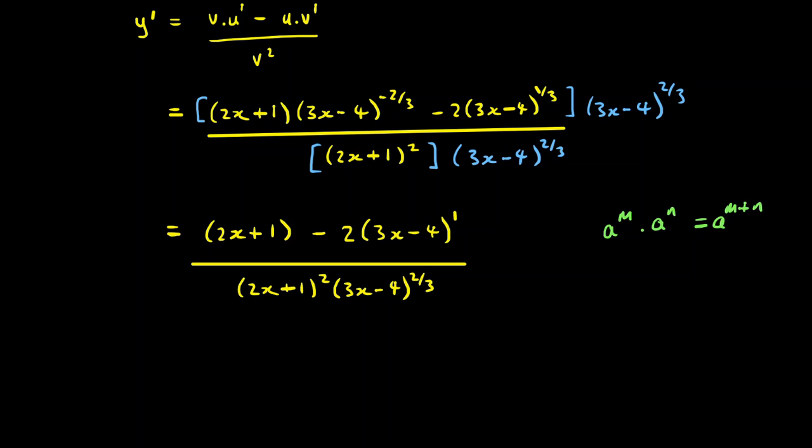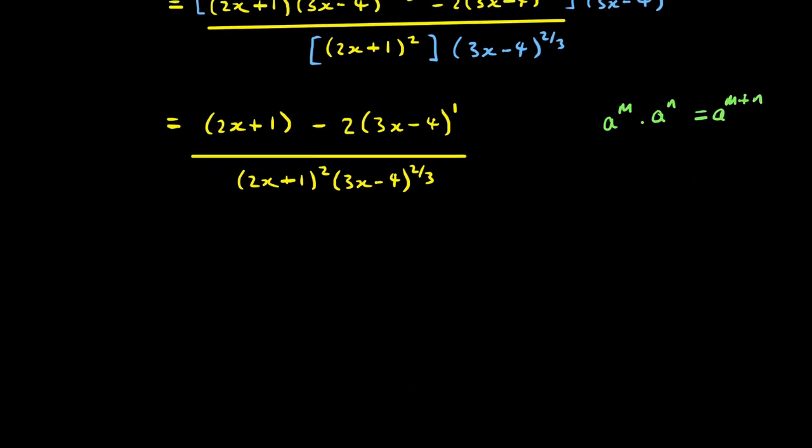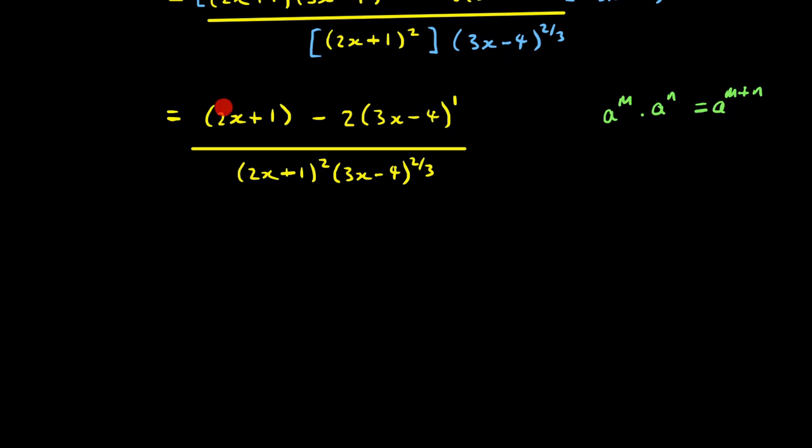Then all that's left for us to do is simplify our numerator. So here we've got 2x. This is going to be minus 6x, so 2x minus 6x is minus 4x. And here we've got 1, and we've got minus 2 times minus 4, which is positive 8. So 1 plus 8 is 9. And we're going to have 9 minus 4x, all divided through by 2x plus 1 to the power of 2, 3x minus 4 to the power of 2/3.